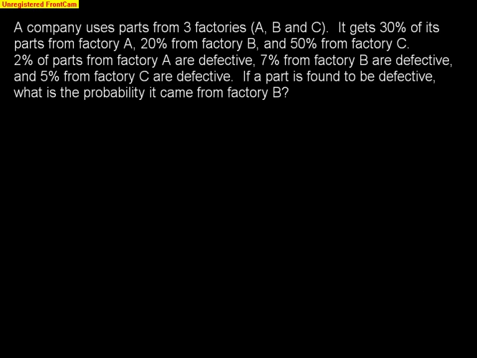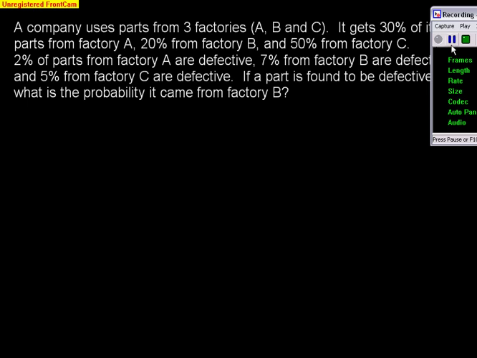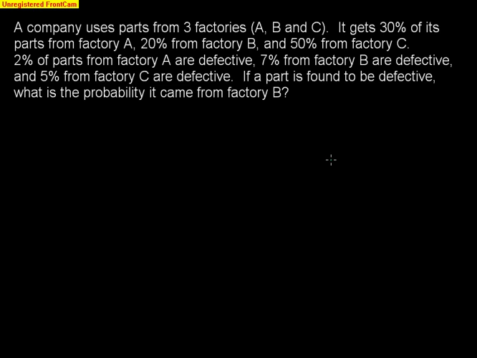Anyway, 7% of factory B's parts are defective, 5% from factory C are defective. If a part is found to be defective, so that's your given. That's how I know this is conditional. It's because it was found to be defective. I know the part is defective. What's the probability it came from factory B?